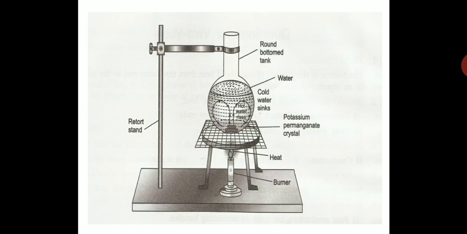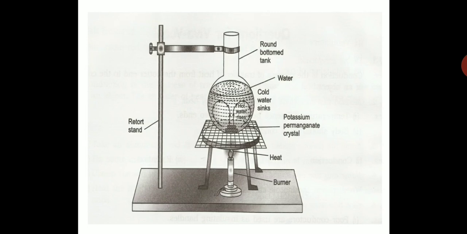So that's why the potassium permanganate crystal will be very clear for you to see how the movement will happen, because it is going to settle at the bottom. When you are heating the round bottom flask at the bottom, the crystals will move and will set a current. That current will be very obvious to see. That's why we have taken potassium permanganate crystal.